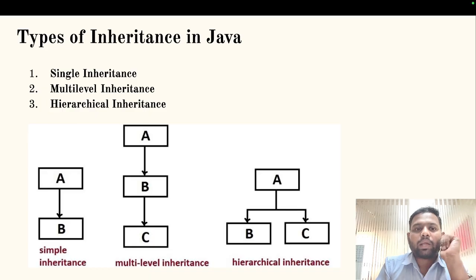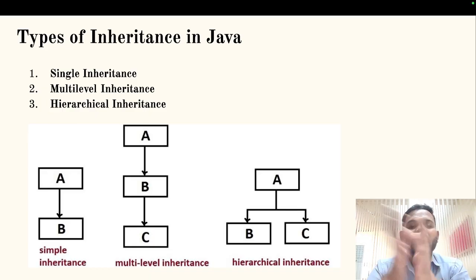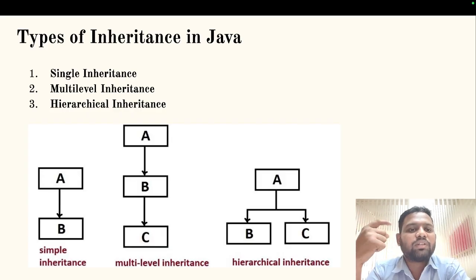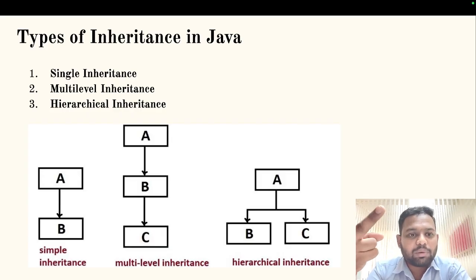Got it? Now, types of inheritance in Java. In Java we have three types of inheritance. First is single inheritance, second is multiple inheritance, third is hierarchical inheritance.